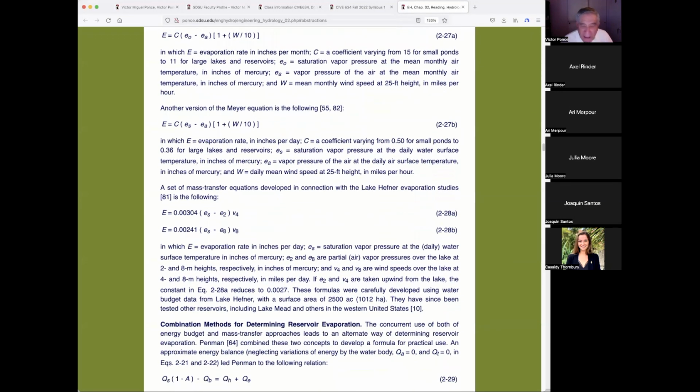Other Dalton type evaporation formulas are given here. Lake Hefner evaporation studies, as you can see, have arbitrary or rather empirical wind functions in here. Empirical wind functions, because this says that E sub S minus E sub 2 at a certain elevation times this empirical number, 0.00304 times V4, which is the velocity. It's the velocity of the wind at 4 and 8 meter heights. So these are empirical formulas.